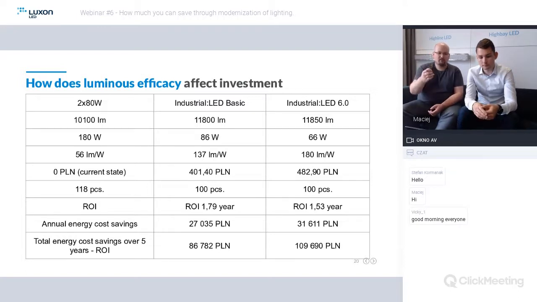Now, let's compare this to the Industrial LED 6.0, which has 180 lumens per watt and is 17% more expensive than the Industrial LED Basic. So your initial cost of investment is higher, but because you now have over 31,611 PLN of annual energy cost savings, you have a shorter return on investment. So this is 1.53 years right now.